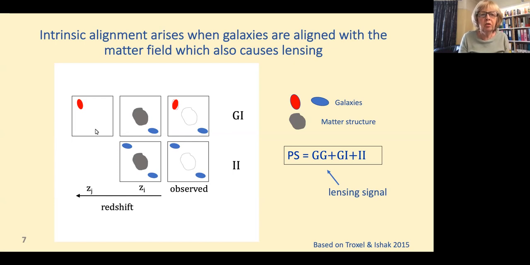So the red galaxy here is a source galaxy. It's nothing to do with it being elliptical. And it's aligned by a matter structure of some sort along the line of sight. But so too is this blue galaxy, which is physically close to the structure and is aligned by gravitational tidal effects. So if you measure a 2-point statistic, you get 2 extra terms. You get a lensing signal, and you also get what we call GI and II, and GI is lensing intrinsic, and II is an intrinsic correlation. And you need to disentangle these from the pure lensing signal.